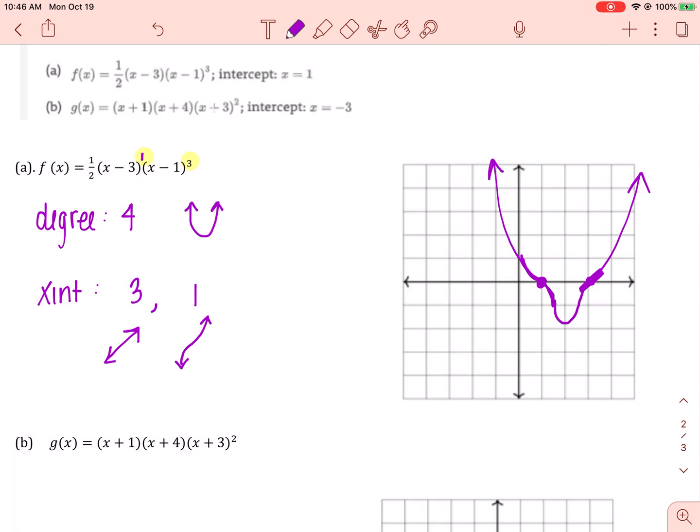Those are my exponents. Those are the behaviors at those x-intercepts. We saw those by the exponents. Okay, so it's a sketch. If you wanted it to go a little bigger, you could. It went a little lower. Again, this is going to be a sketch for this purpose.